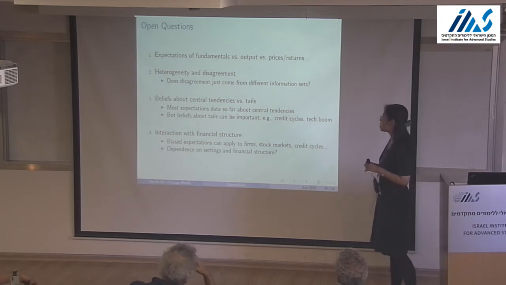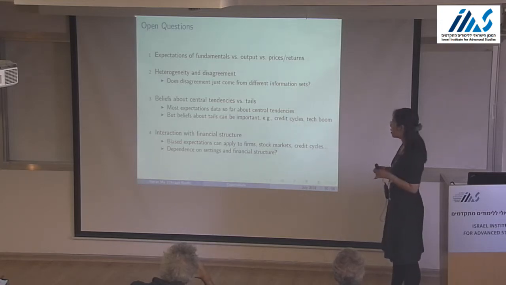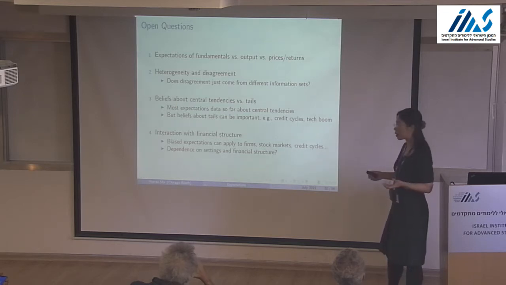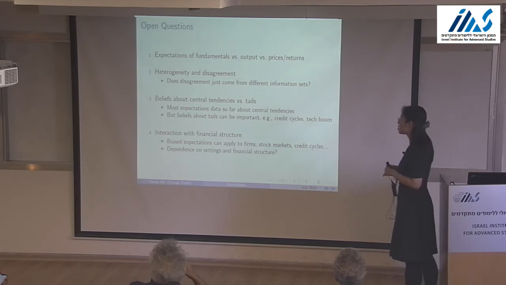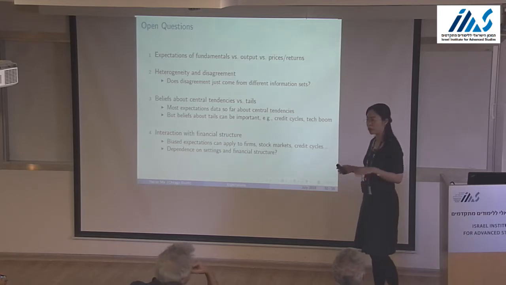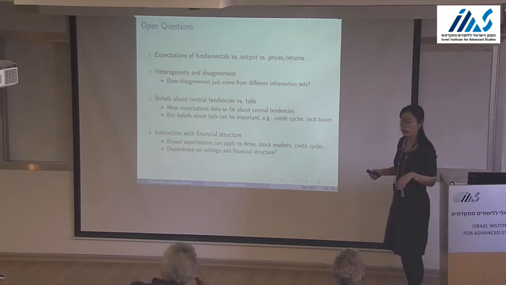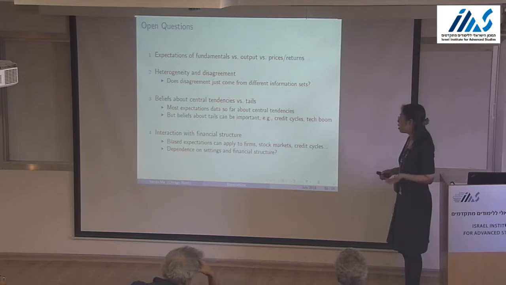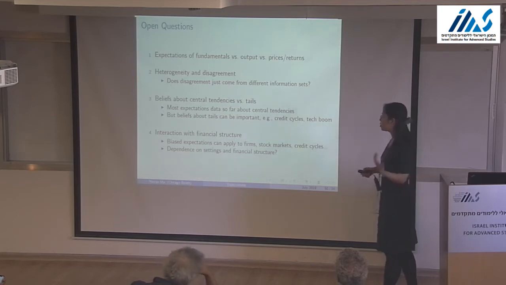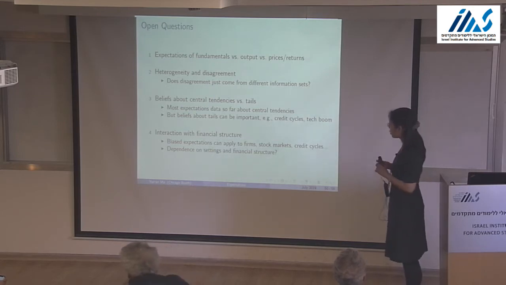And then we also talked about beliefs about central tendencies, which is what 90% of the work has been based on, versus beliefs about tails, which has very limited empirical evidence because most of the expectations data are about central tendencies. But beliefs about tails can be quite important, for example, for thinking about credit cycles and tech booms. Tech booms are much more associated with beliefs about the upper tail. Credit cycles are much more associated with beliefs about the downside. What characterizes the features of these beliefs? If they deviate from some frictionless benchmark, what characterizes those deviations? We don't fully know this yet.